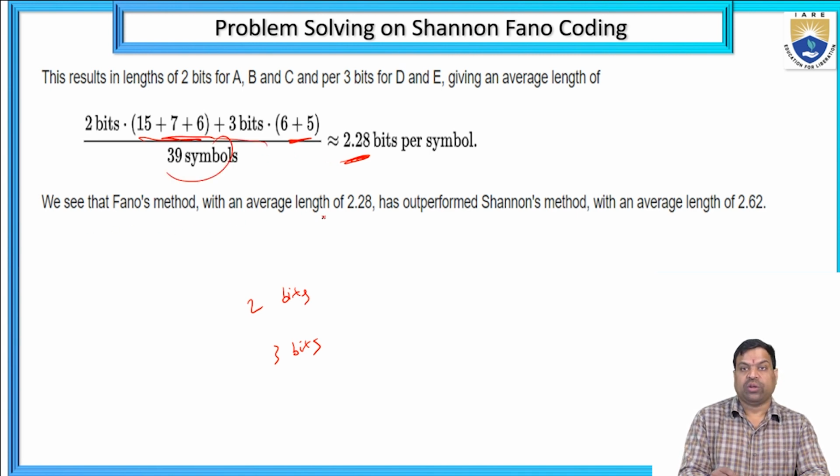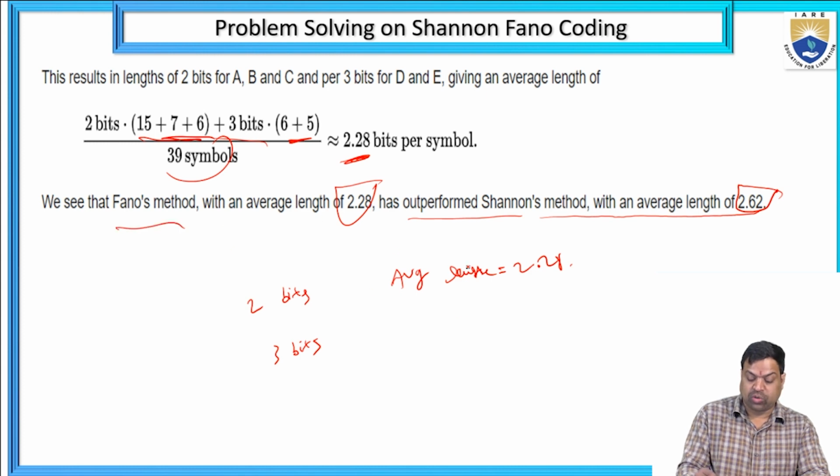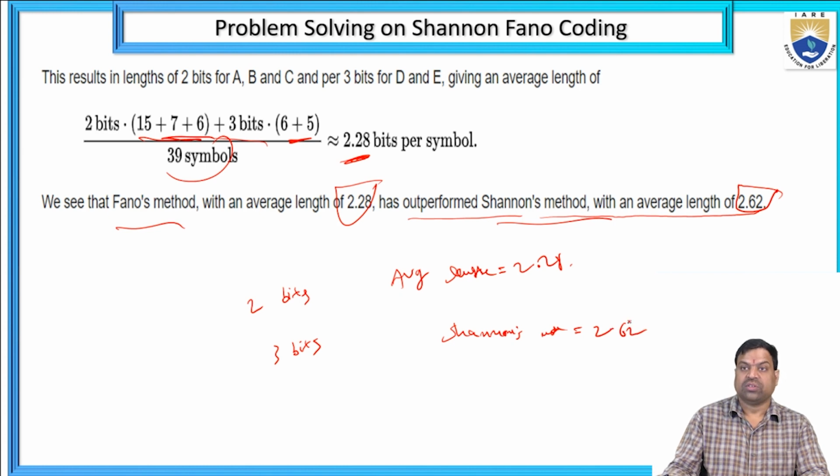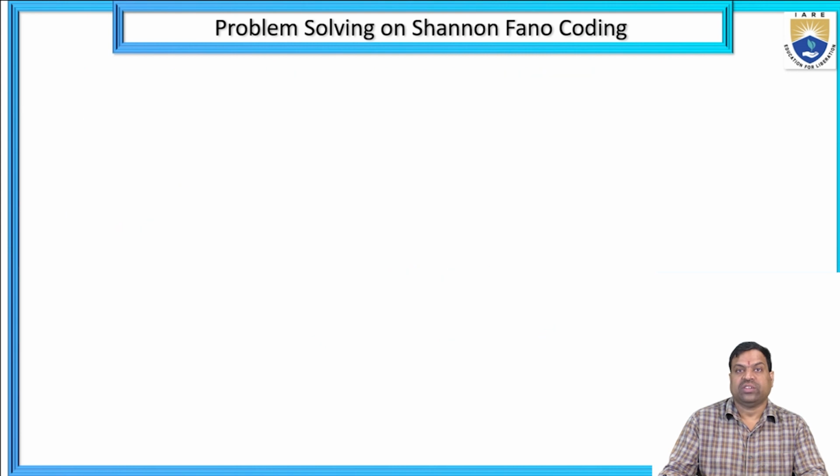So the Shannon Fano method has an average length of 2.28. The Fano method is 2.28 total, and the Shannon method is 2.62 bits per symbol. Okay, it is a total length and the Shannon Fano length.